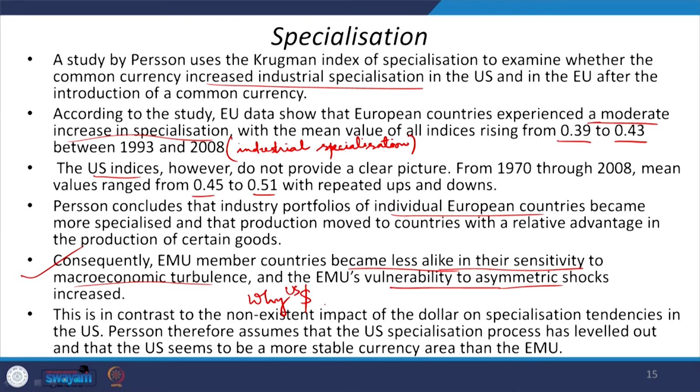All right. This is in contrast to the non-existent impact of the dollar on specialization tendencies in the US. Pearson therefore assumes that the US specialization process has leveled out and the US seems to be a more stable currency area than Europe. The question occurs why: the US dollar has been a more stable currency.